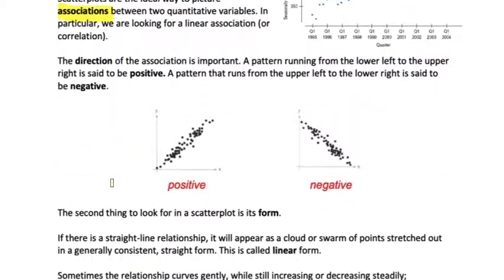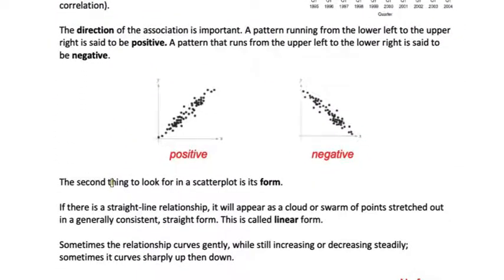So one thing that we want to look for when we're looking at a scatter plot is the direction. You can think of direction as the slope of a line that would more or less follow the points. If the points are following a line that has a positive slope, then we say that the direction is positive. If the points are following a line that has a negative slope, then we say that the direction is negative.